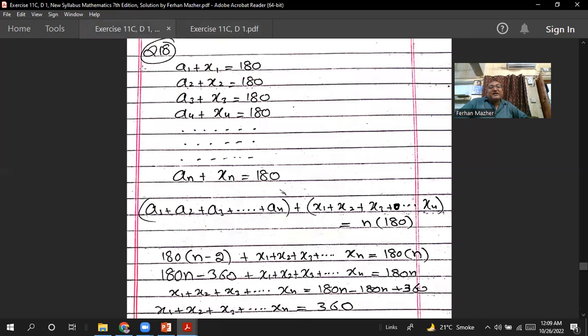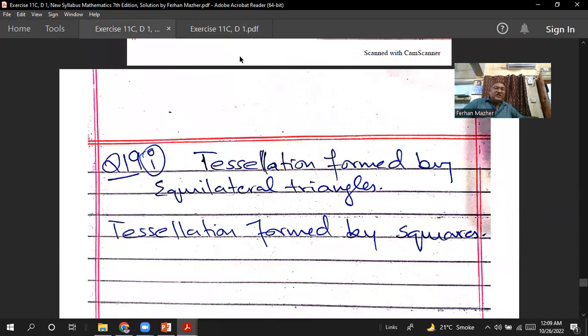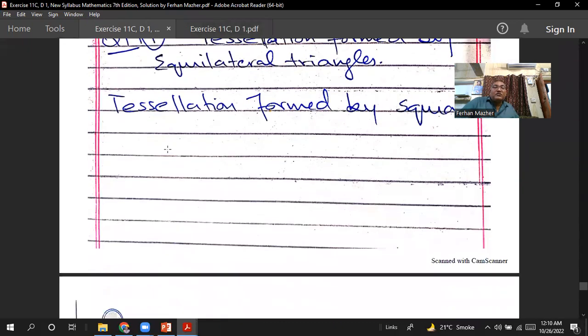Remember my words, tessellation means that the regular figures touch each other and there is no gap between them. That's tessellation. The tessellation is done by three regular figures, and one is the hexagon, which the diagram has shown, and the other ones are equilateral triangles and squares. These are the three regular polygons which make perfect tessellation. So let me show you.